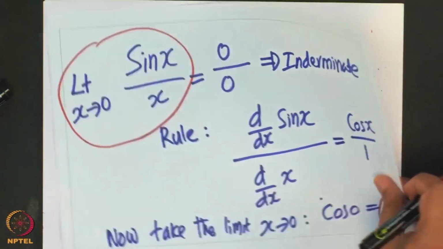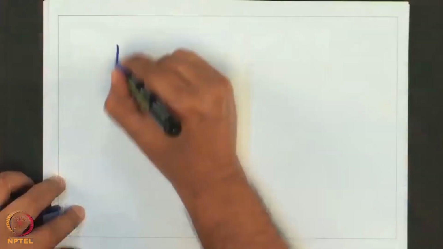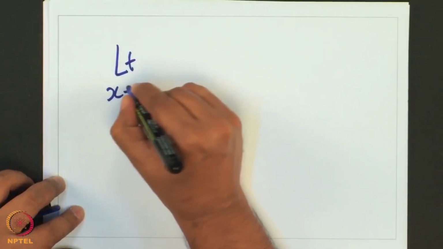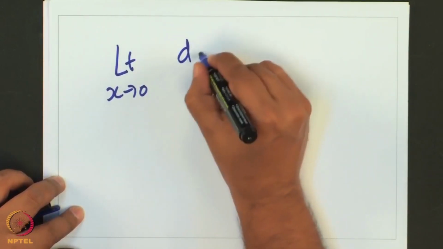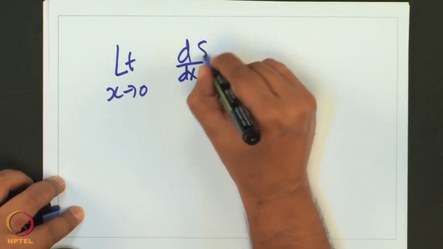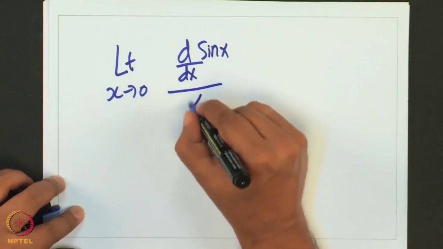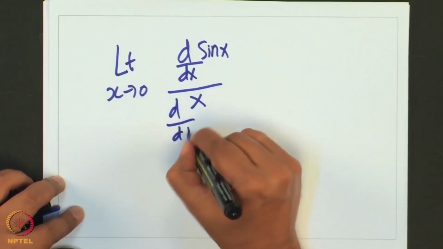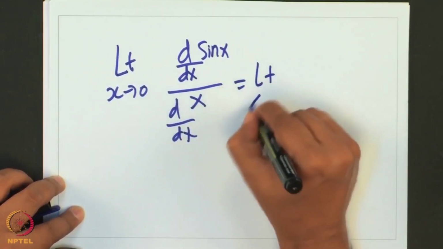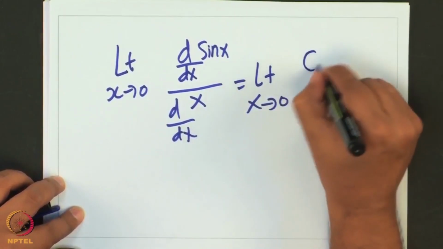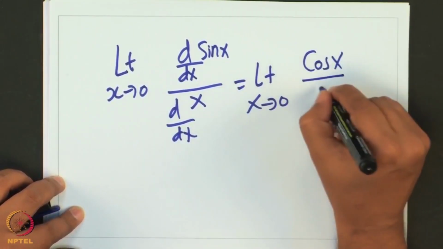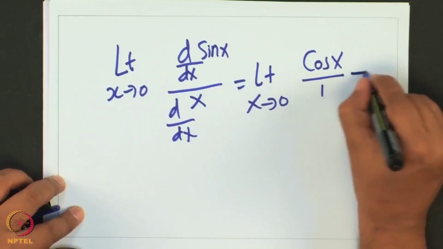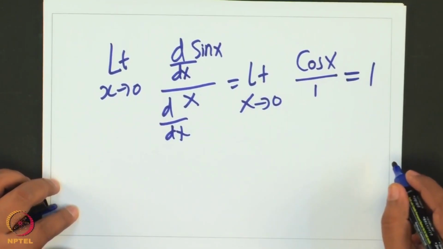So, what did we do? We just took the limit x going to 0 of d by dx of sin x by d by dx of x, which is limit x going to 0 of cos x by 1, which gave us 1. This is what we did.